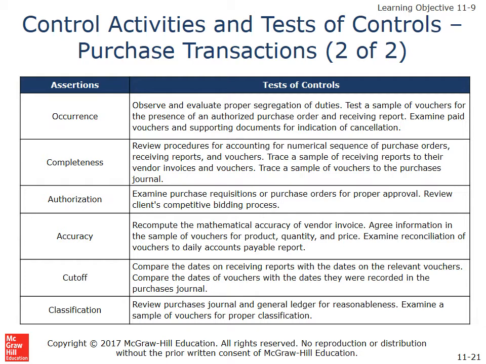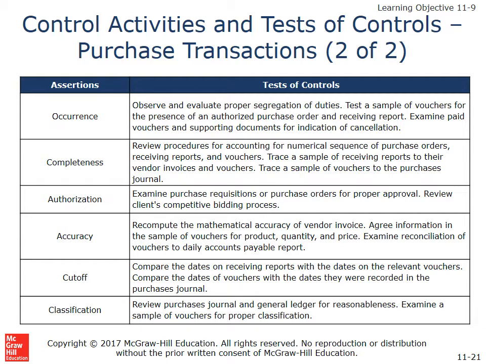So how do we test these controls? Well, in occurrence, we could observe and evaluate proper segregation of duties. You may test a sample of vouchers for the presence of an authorized purchase order and receiving report. Examine paid vouchers and supporting documents for indication of cancellation. So what we're proving here is, did it even occur? Is there stuff in there that shouldn't have been because it didn't occur? So these are the types of tests that can be completed.